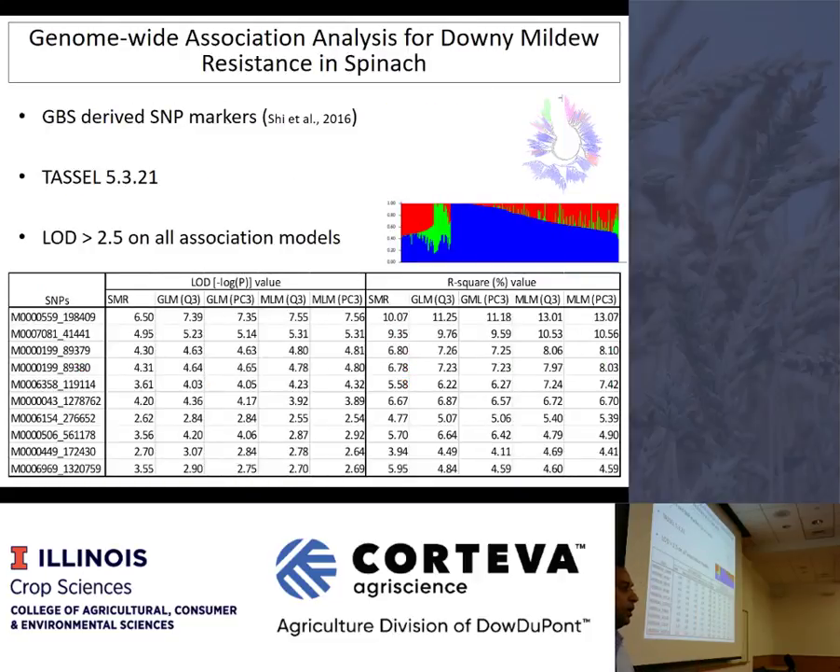However, I'm presenting here some association analysis based on GBS data that we already genotyped. Many of those accessions, more than 300, were sequenced using a genotyping by sequencing approach, and we have data for that. So I just used those data to conduct an association analysis and identify the markers that are associated with downy mildew resistance in spinach. But next year, we'll be using the SNPs generated from whole genome resequencing data, and it would be maybe closer to the real genomic regions.